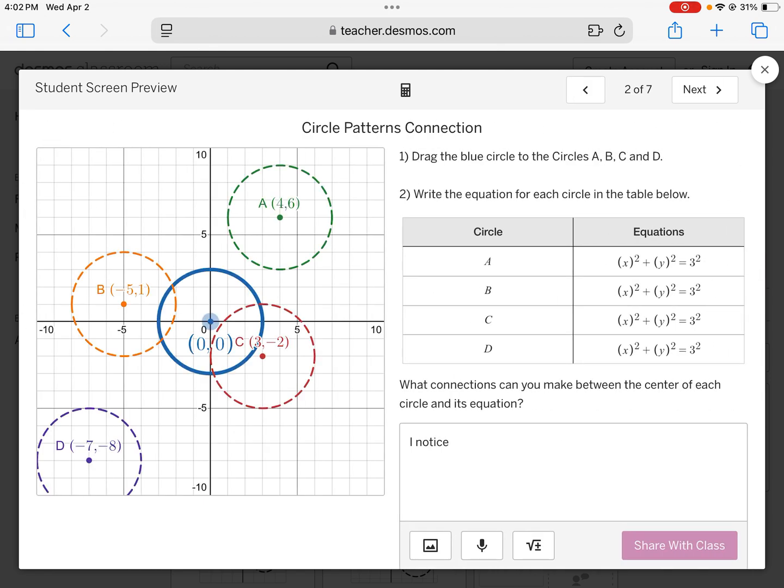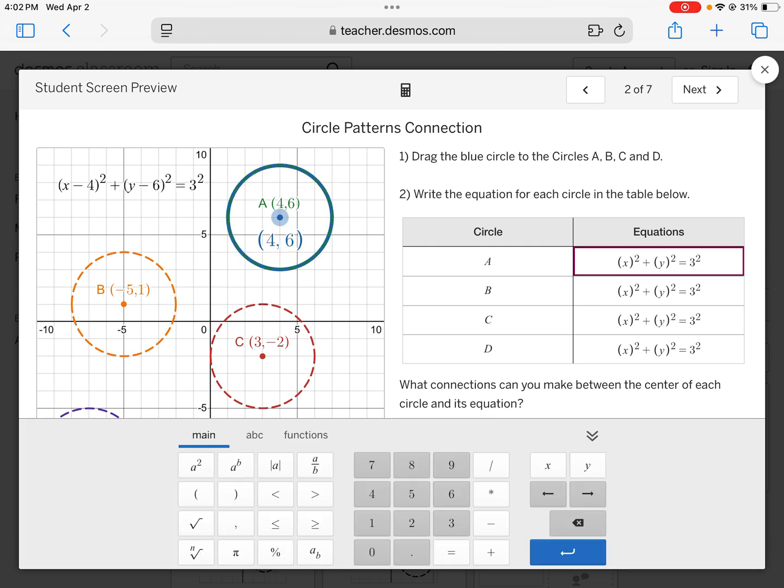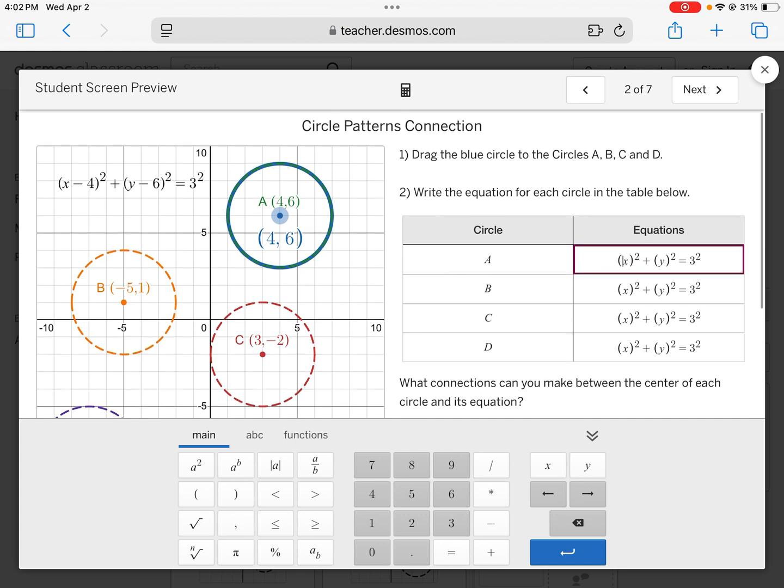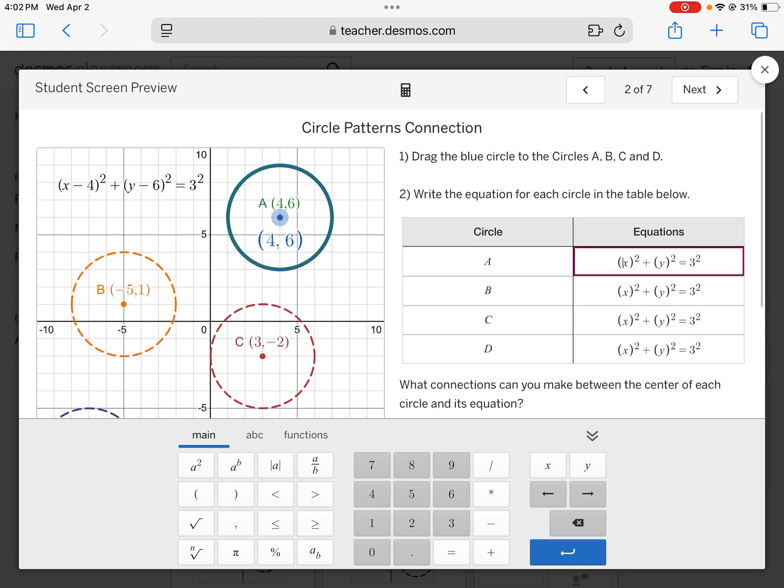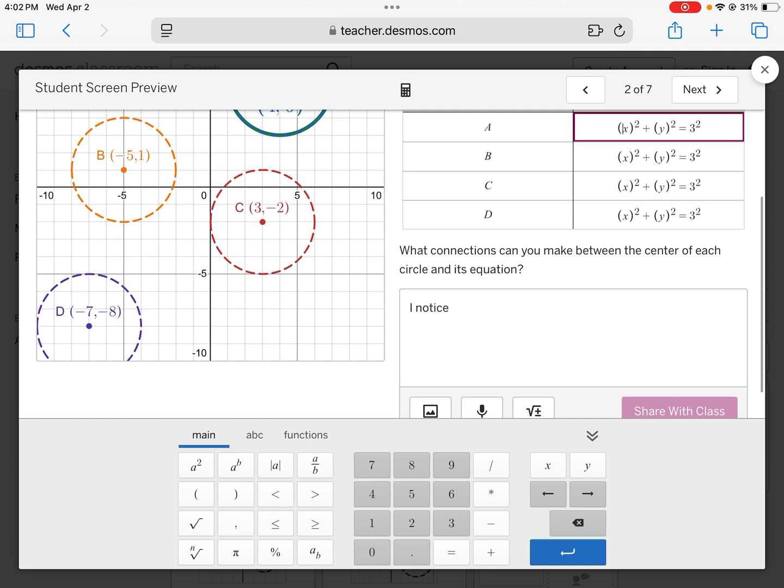All right, now drag the blue circle to circles A, B, and C, write the equation. So if I drag this to A, the equation, so you can type it in, is going to be, wow, I'm struggling to write on my iPad, but it's up in the corner, x minus 4 plus x minus 6. So where did that minus 4 come from? Where did the minus 6 come from? We're not even really talking about the 3 yet. What connection can you make between each center and its equation?